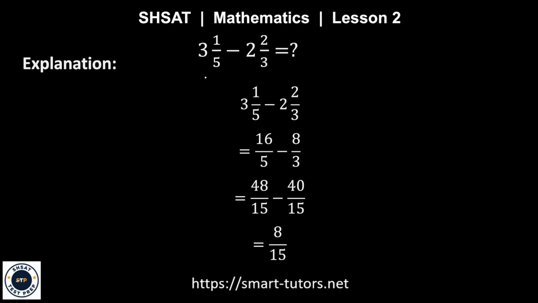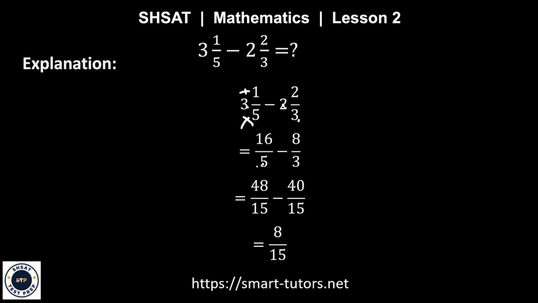There is another mixed number problem. This time you have to subtract. It is exactly the same way that you did the previous one. First, make the mixed numbers into improper fractions. So that gives you 3 times 5 is 15 plus 1 is 16 over 5, and 3 times 2 is 6 plus 2 is 8 over 3.